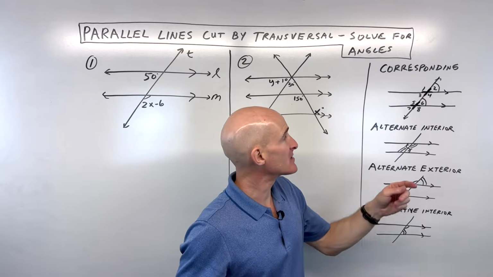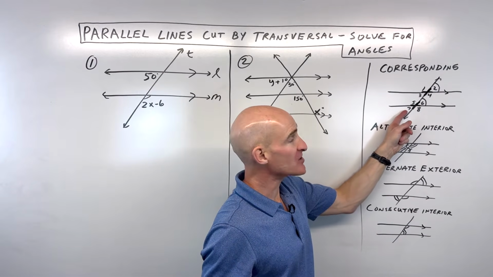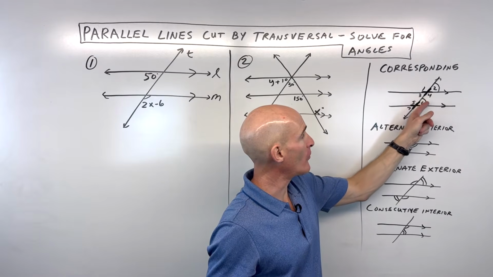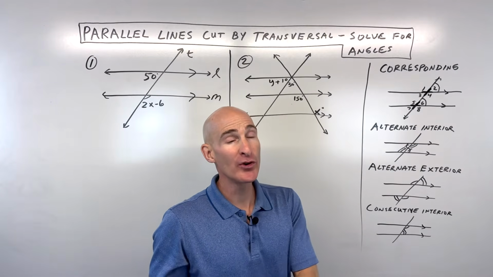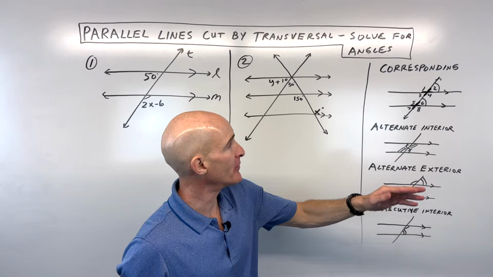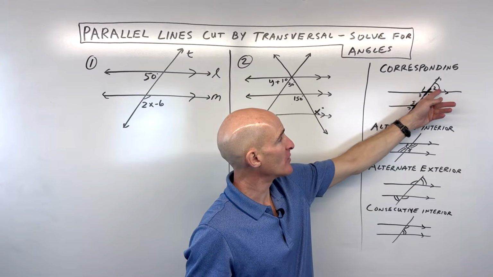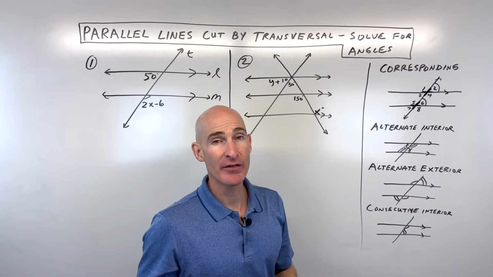So sometimes what I think is like lower left-hand corner matches up with lower left-hand corner, or lower right, lower right. Now again, this only works if the lines are parallel and they're cut by that transversal. So that's called the corresponding angles theorem.